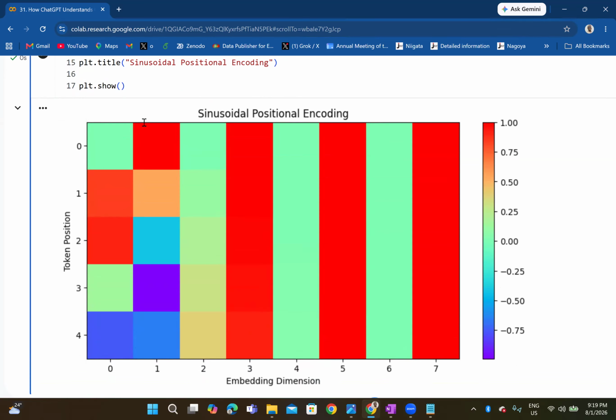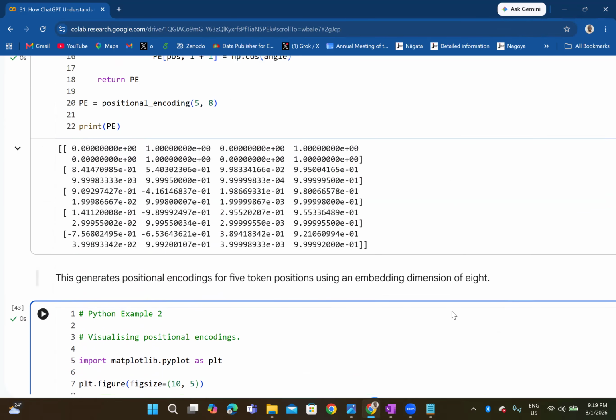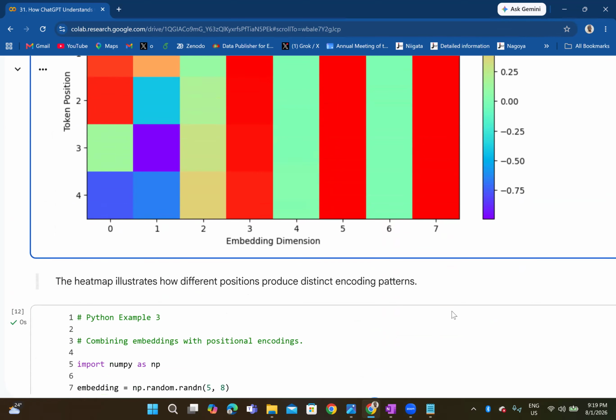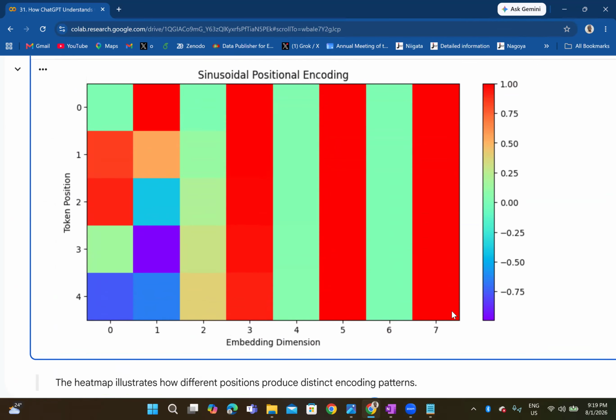You see the token position and the embedding dimension right here, and this is a representation of what you have up here. So instead of having numbers, you then have this beautiful representation. The heat map illustrates how different positions produce distinct encoding patterns. See position 0: position 0 at embedding 0 is this light green, and position 0 at embedding dimension 1 is red. Then when you get here, things are widening out, and here it doesn't matter what the embedding is or what the position is, you just have the same colors all through.